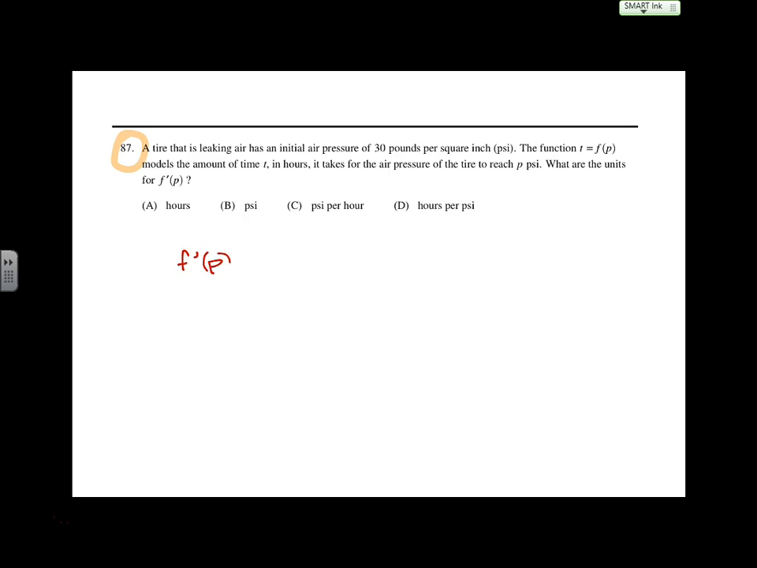F prime of P is equal to dF dP, right? Right. What is F measured in? Time. Hours. And what is P measured in? Yep. Hours per PSI. It's just weird because we're used to it being like PSI per hour. Yeah. So they're just trying to trick people. Me and Reeves were talking about this afterward, like hours per PSI. We're both joking about it.